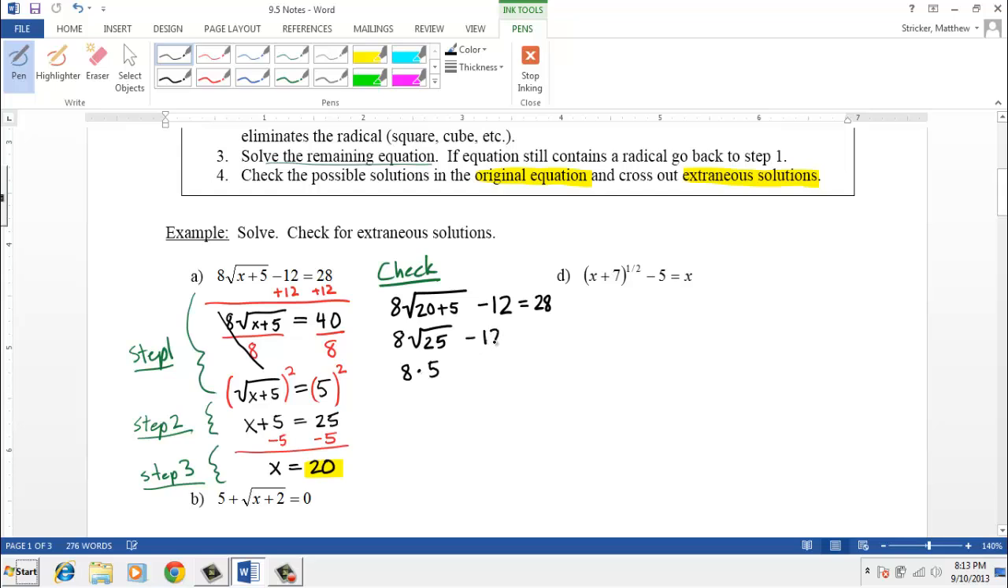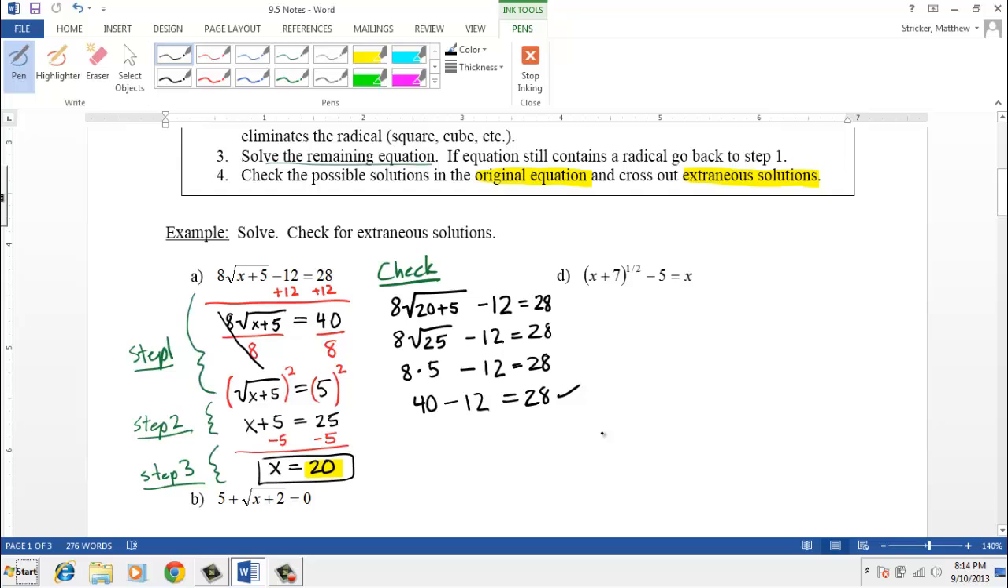We have the minus 12. 8 times 5 is 40, and 40 minus 12 does equal 28. So does our answer check out? It absolutely does. So our final answer is x equals 20.